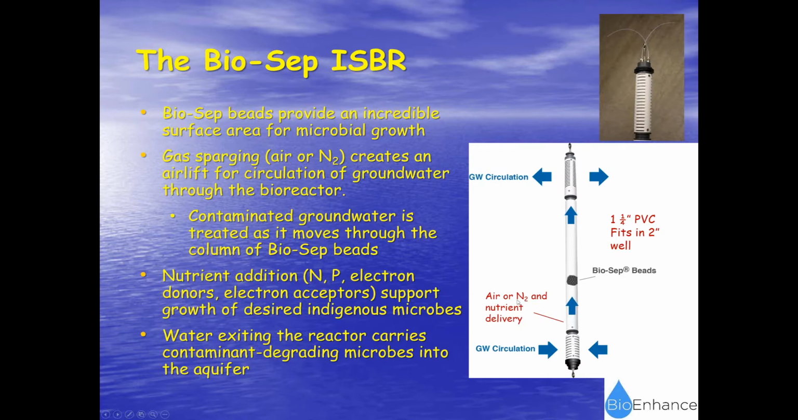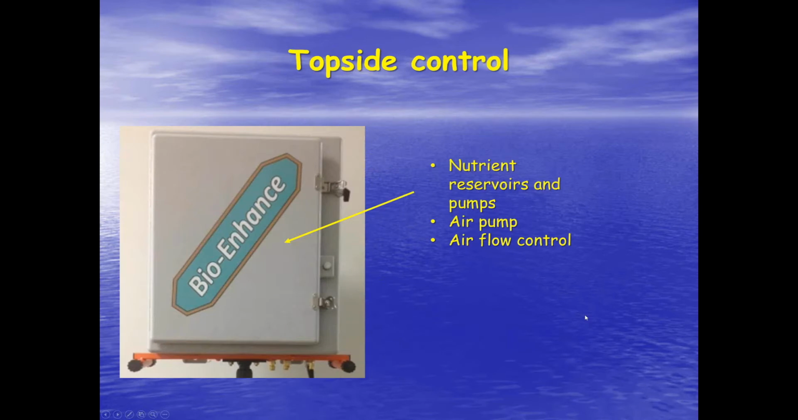And by the way, if we use nitrogen, the nitrogen addition is provided through a compressed gas tank, but it's intermittent. We've got it on a controller so that nitrogen is provided periodically to produce that circulation in the bed, but it does not have to be added to the bioreactor continuously. So that's basically how the in situ bioreactor works.